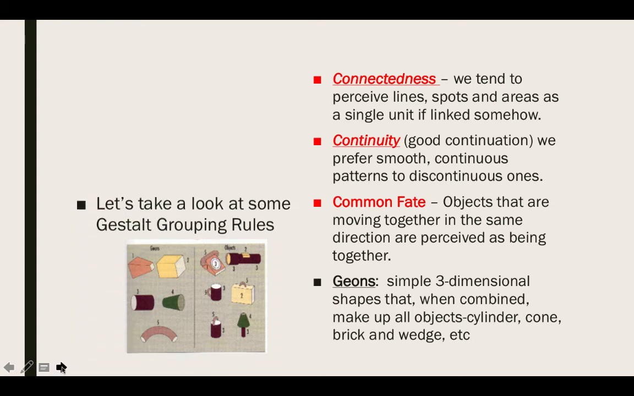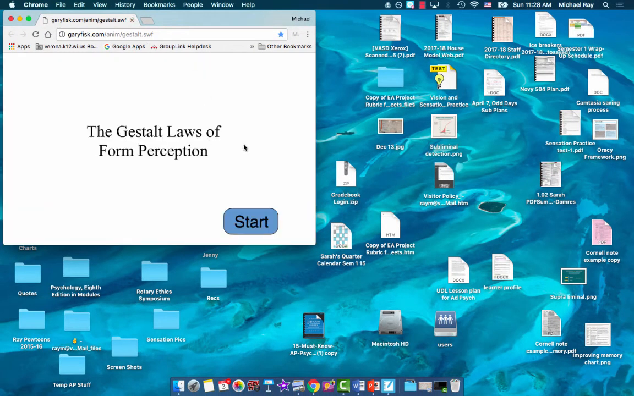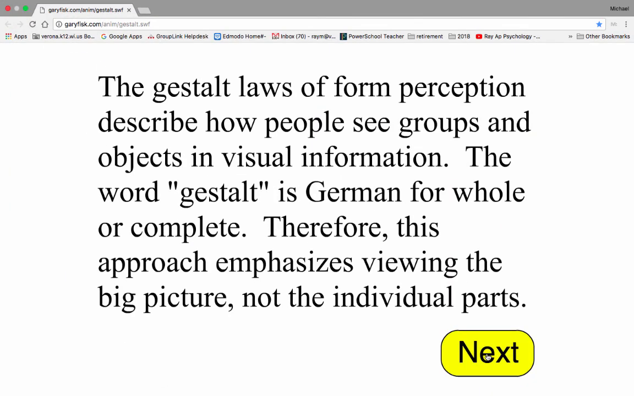I'm going to show you a few examples of this now, and then we'll stop the video. It's getting a little long-winded here, but Gestalt grouping rules. Let's take a look here. So the laws of Gestalt. So let's look at some examples here.